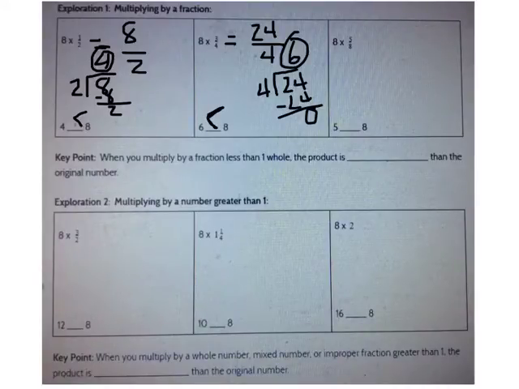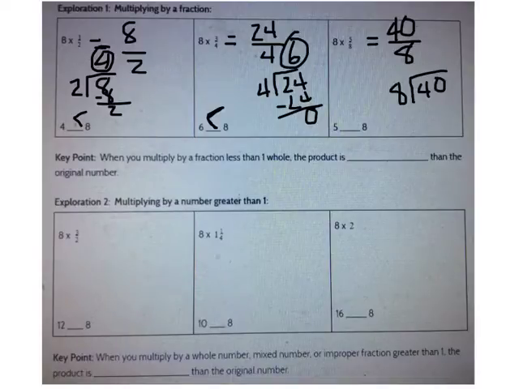Now let's do one more. 8 times 5/8. What improper fraction results when I multiply 8 times 5/8? 8 times 5 is 40 over 8. Now I can divide to change that into a whole number. What's 40 divided by 8? 40 divided by 8 is 5. So the product is 5. 8 times 5/8 is 5. How does that compare with my original factor? Is 5 less than, greater than, or equal to 8?